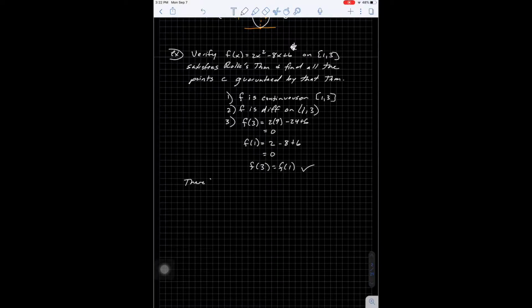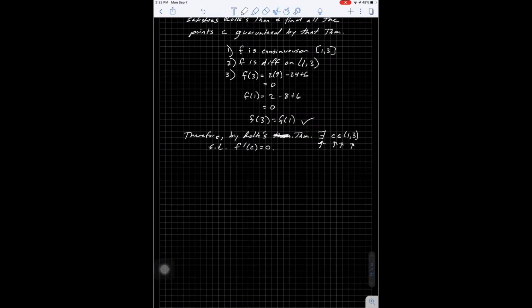So therefore, by Rolle's theorem, there exists a c in this open interval from 1 to 3 such that f prime of c equals 0. So I'm using the shorthand that we talked about earlier, okay? There exists a c in (1, 3). You do not have to use that shorthand, but if you choose, you end up writing it a lot, so there we go. So let's find that c.